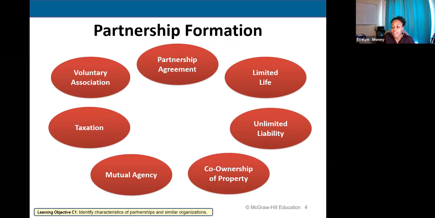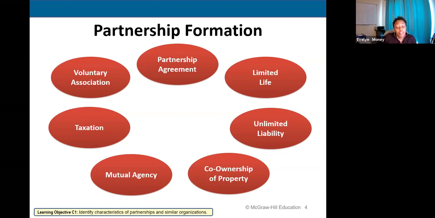So I mentioned the term voluntary association. What that means is that both parties of their own free will and volition decided that they wanted to be in business together. So it's not an issue of someone coming up to you and holding up a gun to your head and saying, hey, you have to be in business with me. No, both parties or all parties mutually agree that we are going to be in business together.